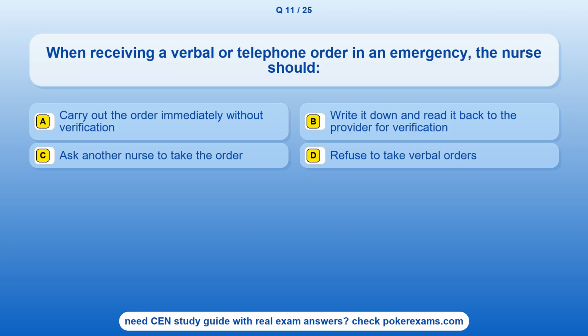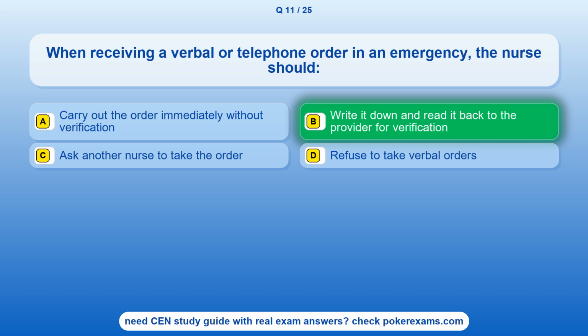Question 11. When receiving a verbal or telephone order in an emergency, the nurse should: Option A. Carry out the order immediately without verification. Option B. Write it down and read it back to the provider for verification. Option C. Ask another nurse to take the order. Option D. Refuse to take verbal orders.